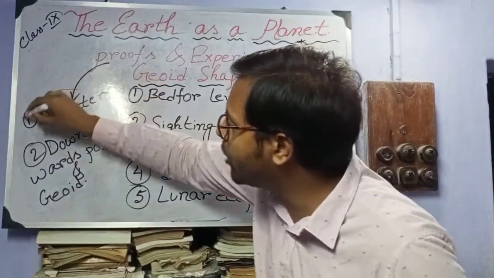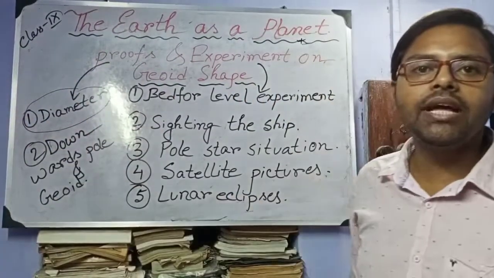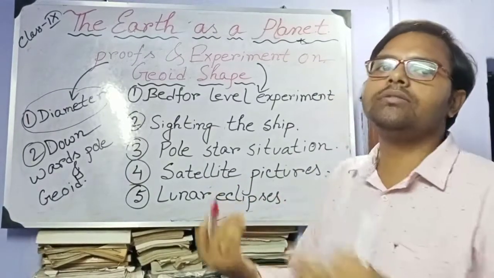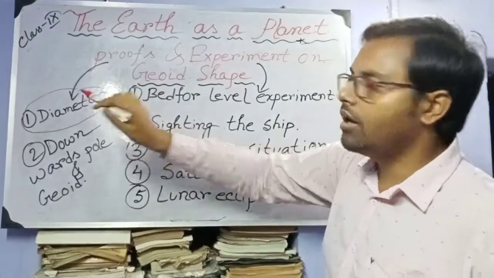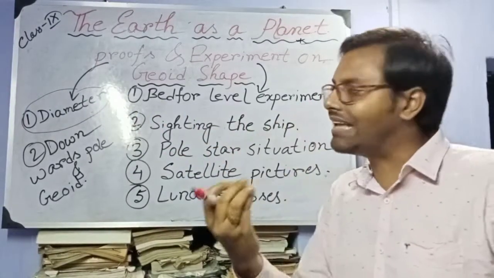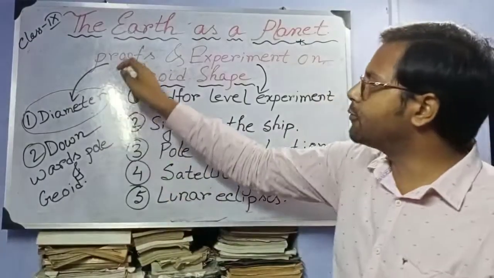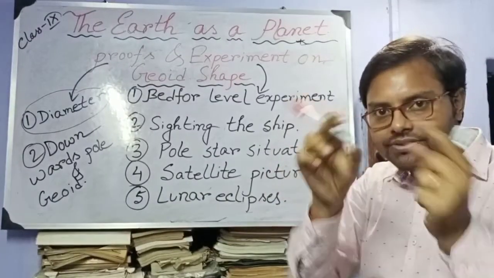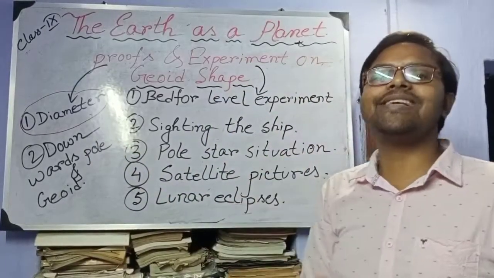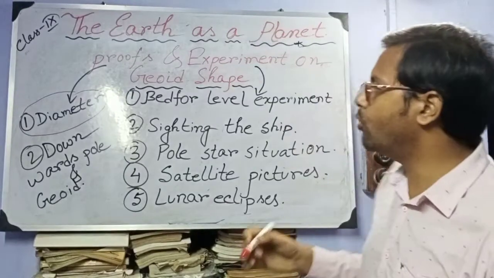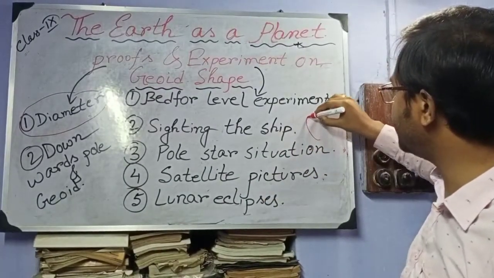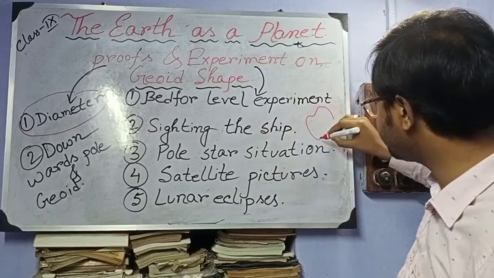That is the diameter, we have already discussed it. That is 12,752 at the equator and 12,712 at the pole. That means it's a bulgy shape. The polar diameter is lesser than the equatorial diameter. That is the proof behind it. It's a geoid or circular type shape, and downwards towards the pole, the geoid shape itself is a proof. That means towards the pole, the Earth has a downwards direction. That means something like this type.